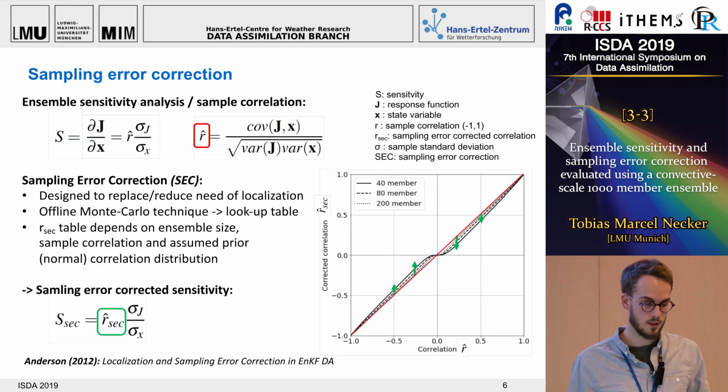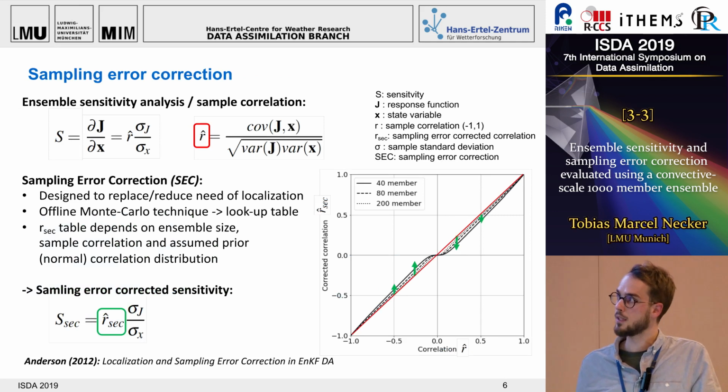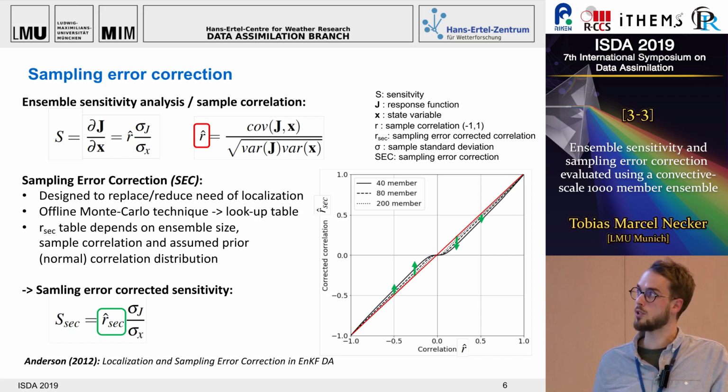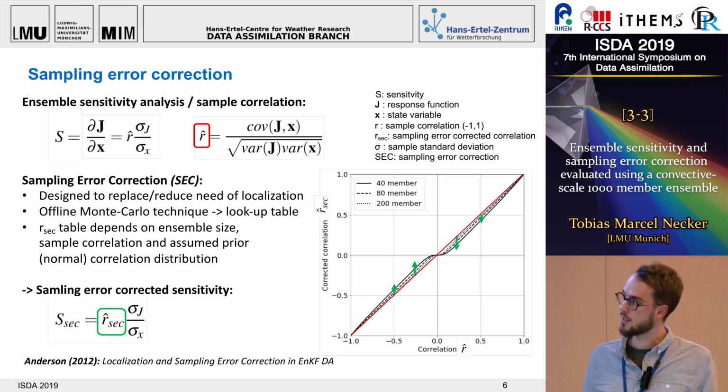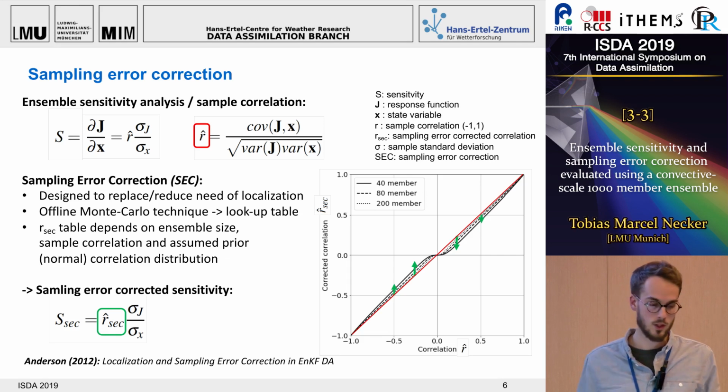So how do we calculate our correlations? We use ensemble sensitivity analysis. We're looking at the linear relation of a forecast response function J to an initial quantity or state variable x, and this can be described by the sample correlation and the standard deviation of J and x. If we only want to look at correlation, we take the correlation only here. Because it's normalized, we can get values from -1 to 1. That's the red line in this graph.